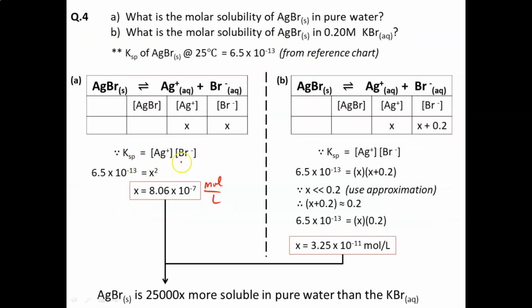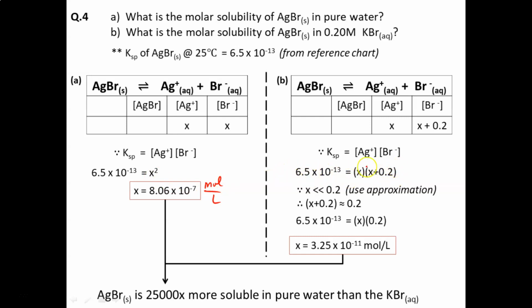Look at the calculations then. Because the pure water had no bromide concentration initially, it's just an X value. But with the potassium bromide, there was already a head start of 0.2. Take a look at what happens when we put that in our calculations. Instead of X squared, we now have X times X plus 0.2.